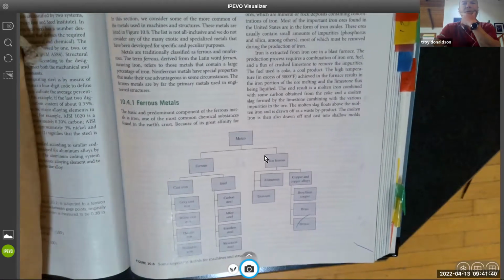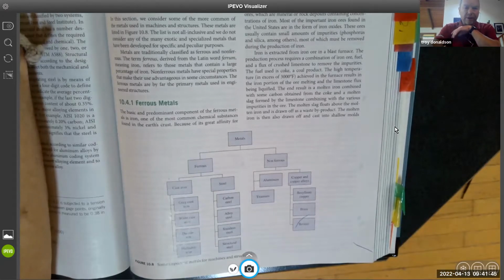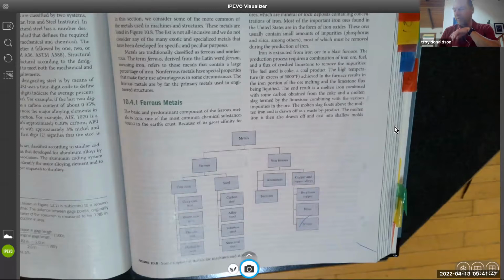I'm going to make myself a little smaller. Sorry about chopping my head off, but if I point it up, there's a skylight that makes it a little bit bright.